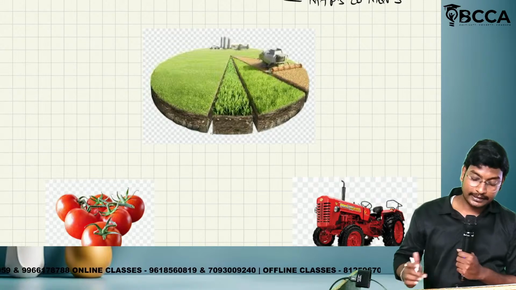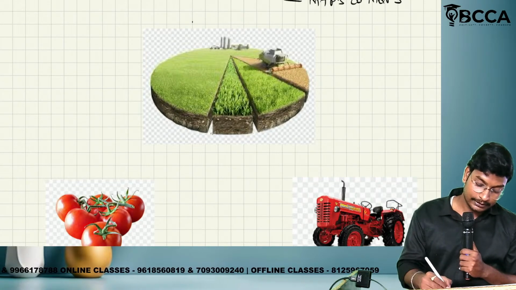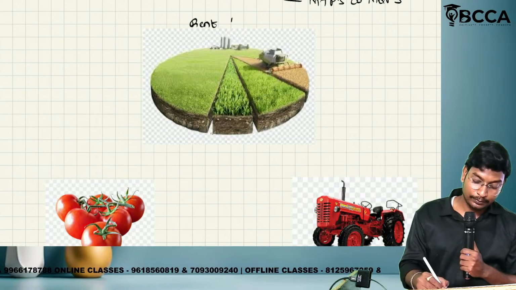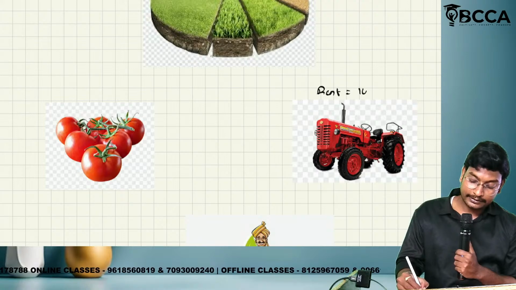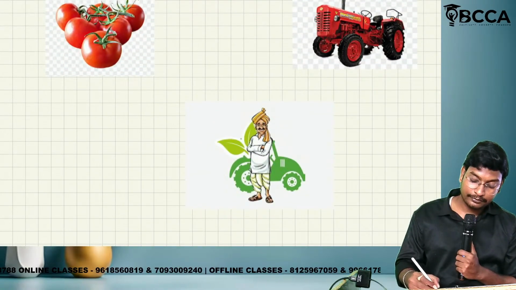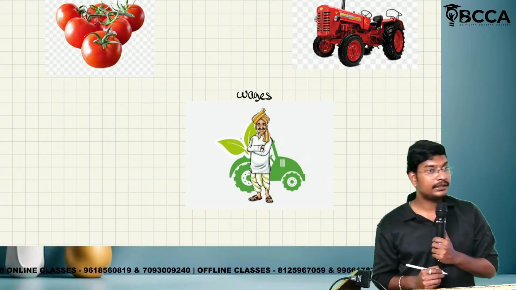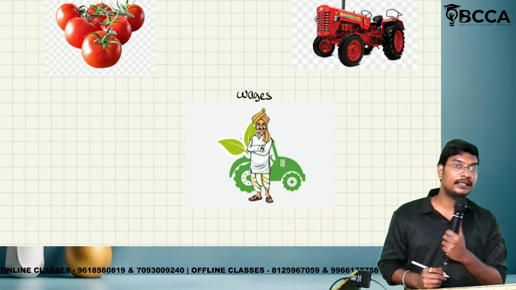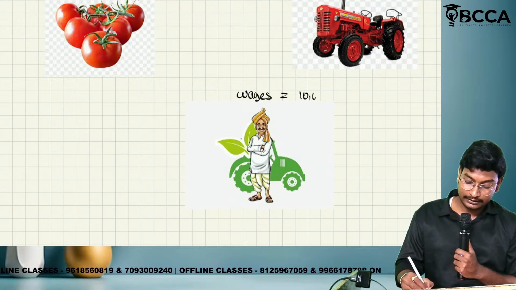For the land, imagine we are not having any land. We have taken a rent of a land of rupees 1 lakh. Next, we have taken a rent for a tractor also. The rent of the tractor is 10,000. Next, farm labor. For the farm labor, we pay wages or salaries? Wages. Daily payment is called wages, monthly payment is called salaries. So we have paid wages of rupees 10,000.